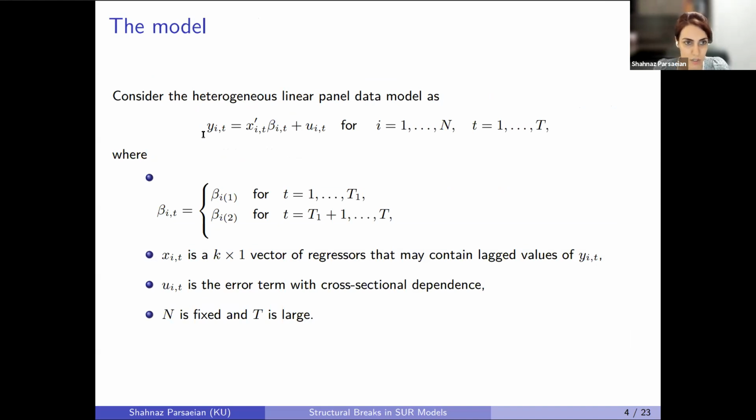Here is the model. We have a heterogeneous linear panel data model, and the slope coefficient is divided into two parts because of this break that happened at time t1. For simplicity, I'm showing you the result for the single break case, but the extension to multiple breaks is straightforward and is available in the paper. So we have a break at time t1, and x is a k by 1 vector of regressors that may contain lagged values of y_t, and u is the error term with cross-sectional dependence. In this paper, N is fixed and we have large T.